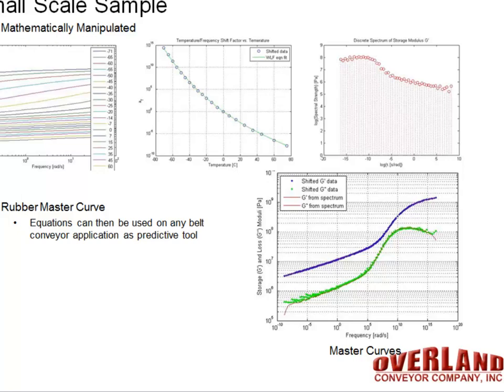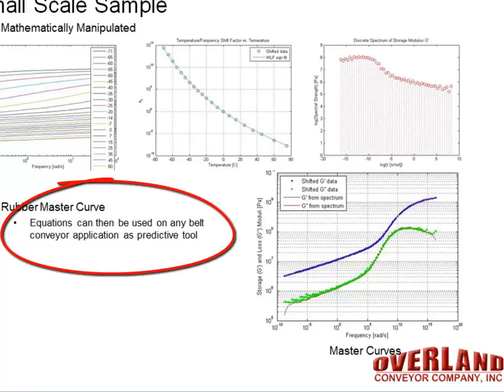We can now put this master curve data through a series of strains, which gives us a series of calculations, equations, which can then be added to our Belt Analyst predictive power calculation tool. So once we do this test one time on a particular rubber, we can then apply these properties to just about any conveyor, or really any conveyor application that we want to apply it to.